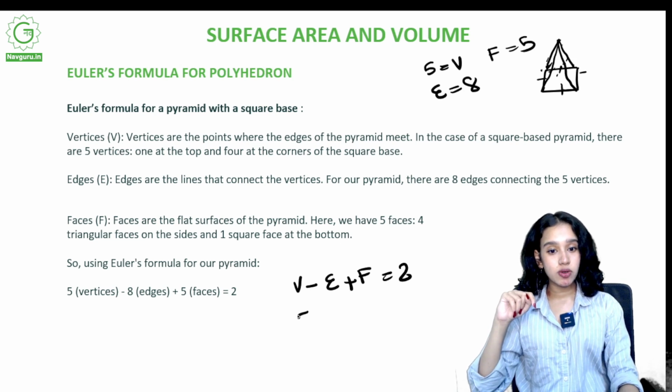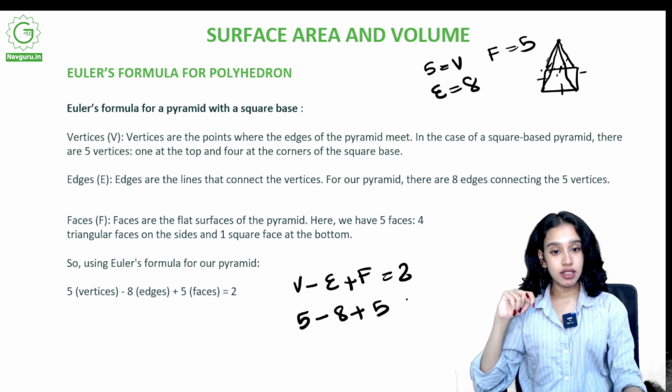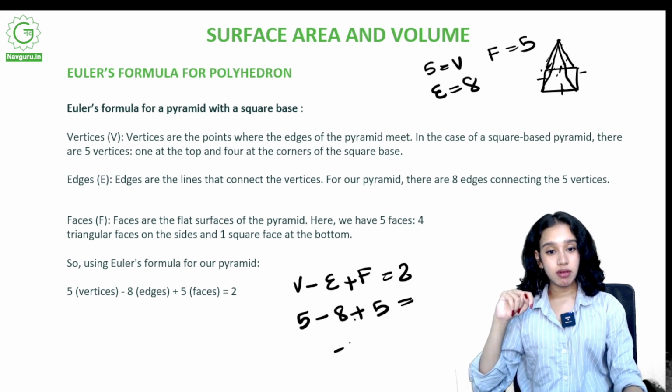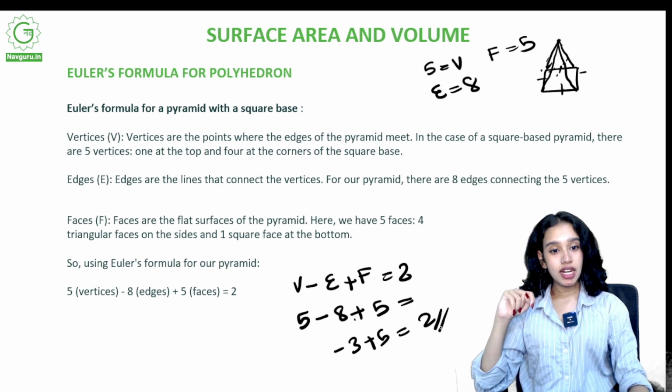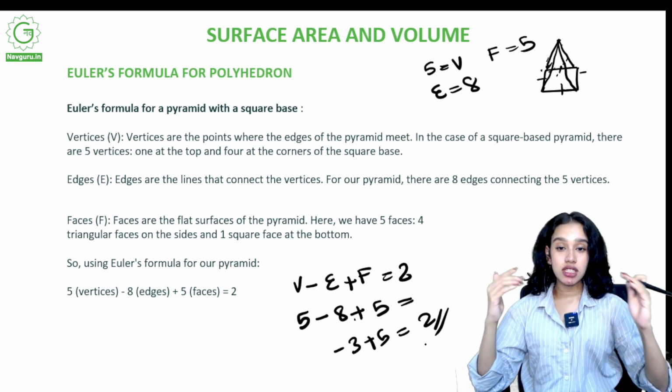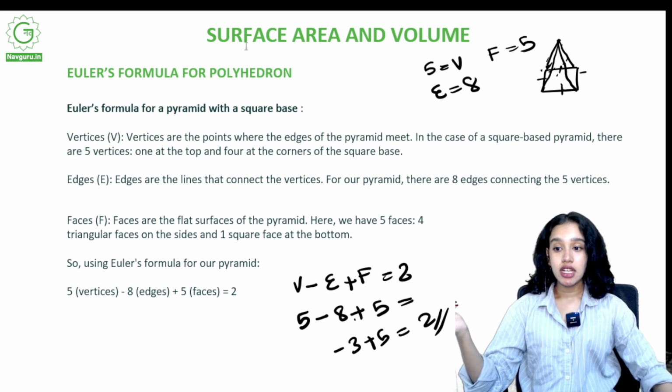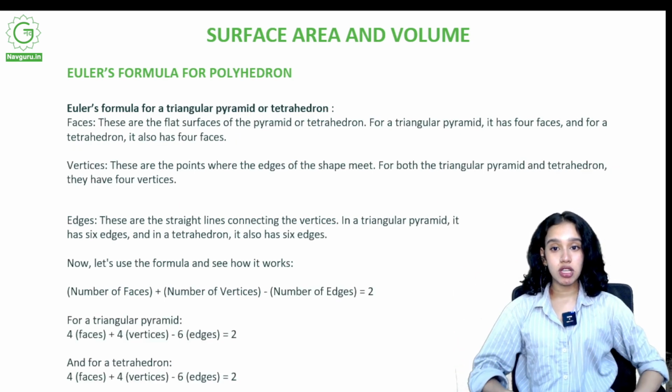Now, how many vertices do we have? 5. How many edges do we have? 8. And how many faces do we have? 5, right? This is equal to 5 minus 8 is minus 3, and minus 3 plus 5 is equal to 2, right? Again, we find out that Euler's formula for a pyramid with a square base is valid.